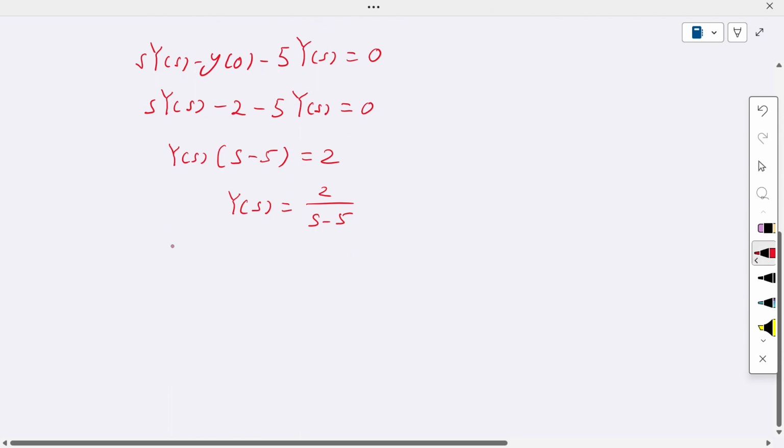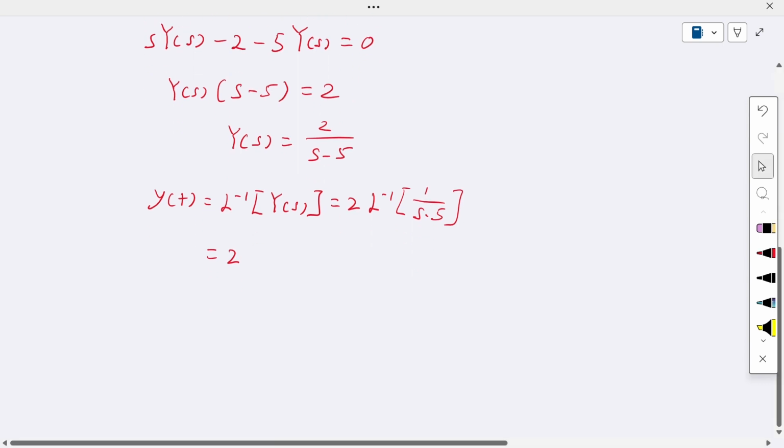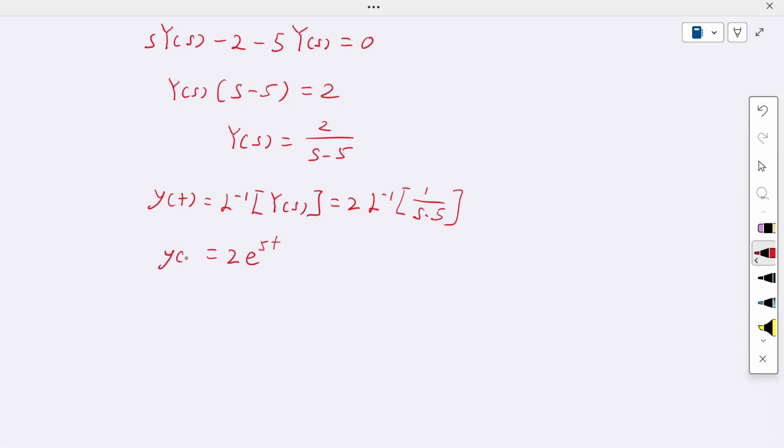Okay, to find the solution, we take the inverse Laplace transform. We get y(t). y(t) is equal to the inverse of capital Y(x). So we have 2, take the inverse of 1/(x - 5). So in this case, the inverse of 1/(x - a) gives us an exponential term, e^(at), a is equal to 5. We get e^(5t). So our solution is y(t) equal to 2 times e^(5t).